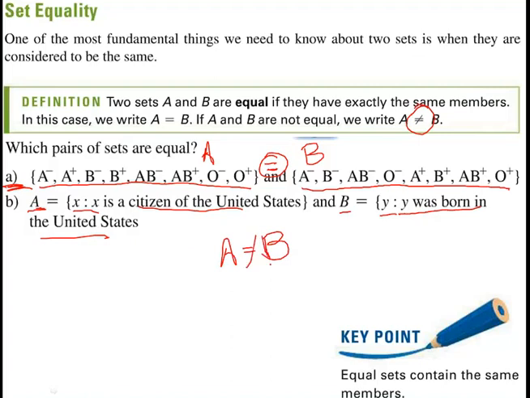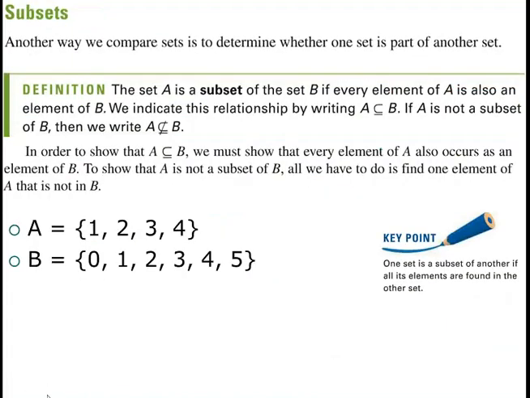Even though a good portion of B is in A, they are not equal. There's more numbers, sorry, I was looking at it the other way. There are more things in A. There are more citizens of the U.S. that have not been born here than those who have been born here that are citizens. So equal sets contain the same members. All right, let's keep that in mind as we move forward.